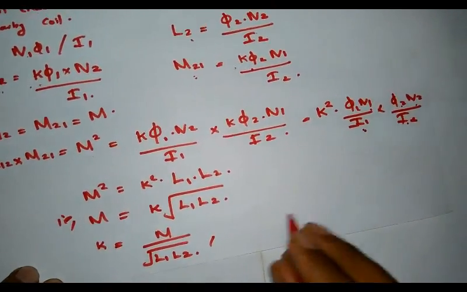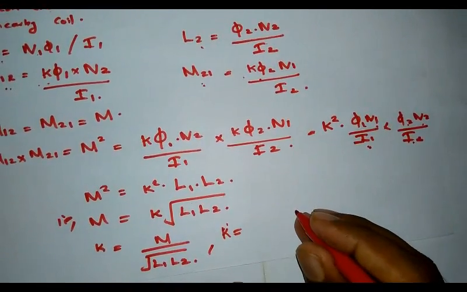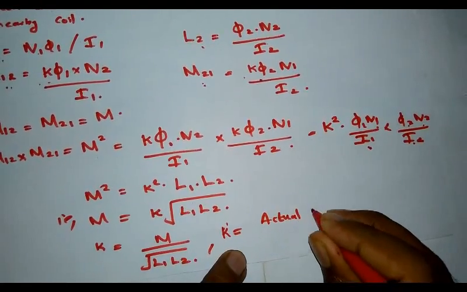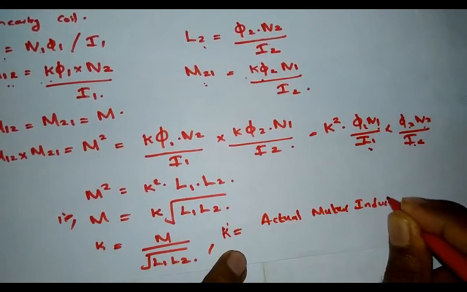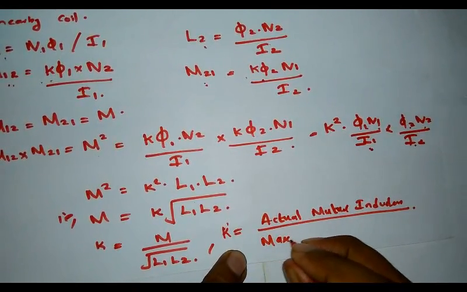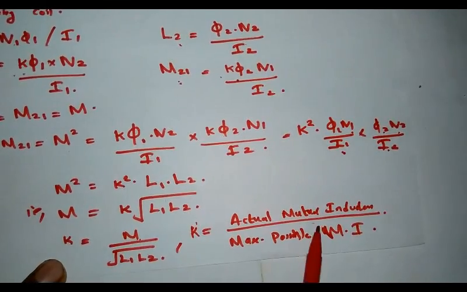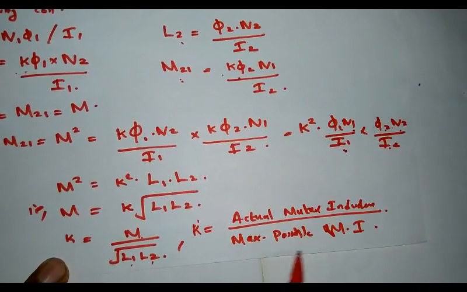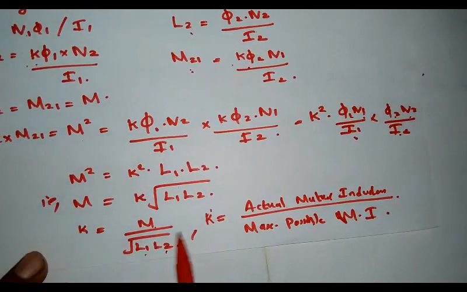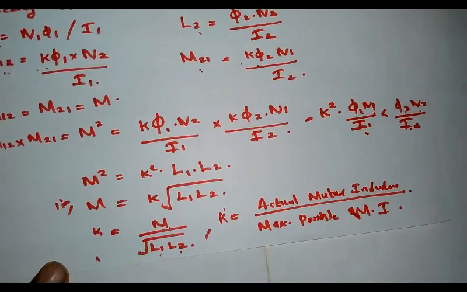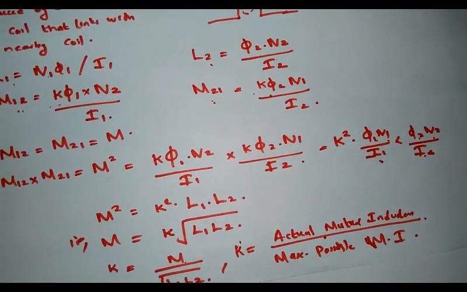That is, K is equal to the actual mutual inductance between two coils divided by the maximum possible mutual inductance. M is the actual mutual inductance between the two coils, and root of L1 L2 is the maximum possible mutual inductance between two coils having individual self-inductances L1 and L2. Therefore, K is equal to M by root of L1 L2. This is all about coefficient of coupling.